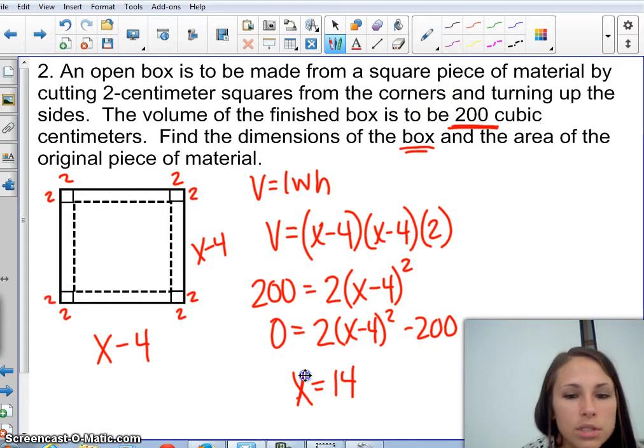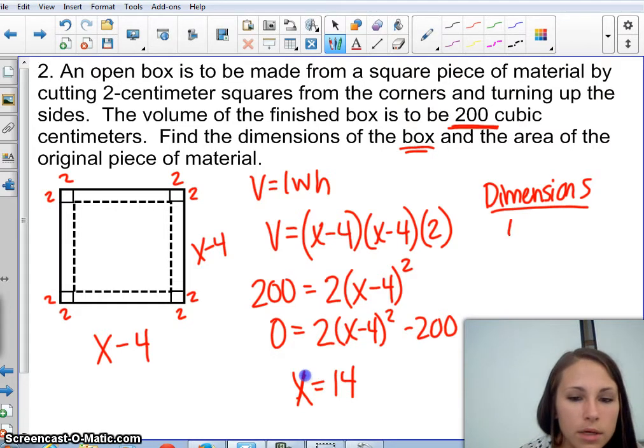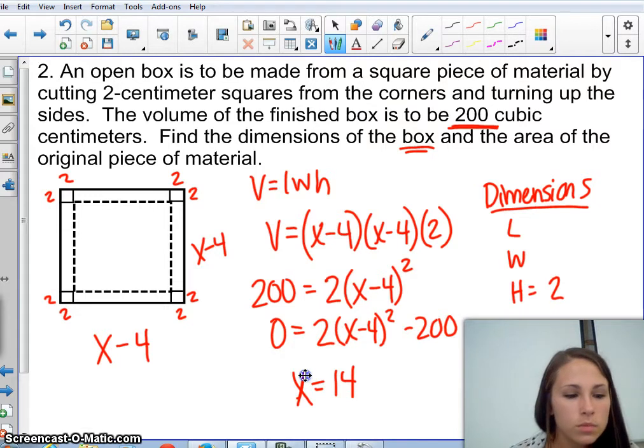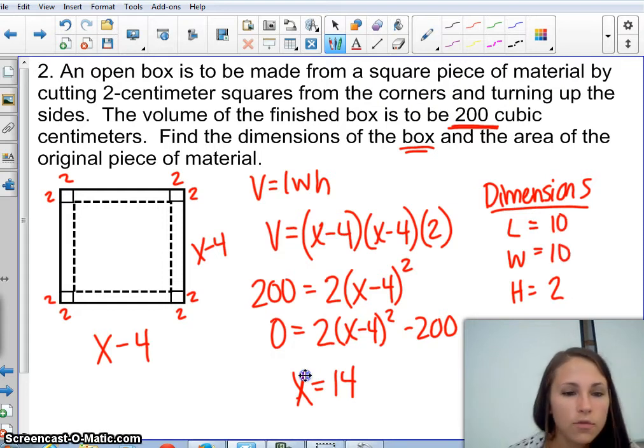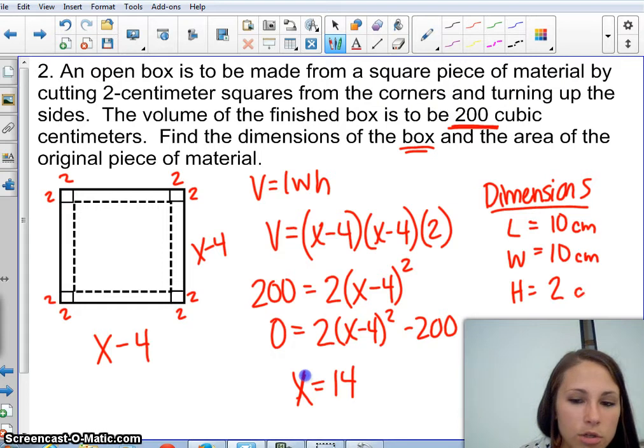So the dimensions of the box are just going to end up being, I want to find length, width, and height. I already know that the height is going to be 2 when I fold that up. And so then both of the other dimensions are going to end up being 14 minus 4, which is 10. So these are going to be centimeters.